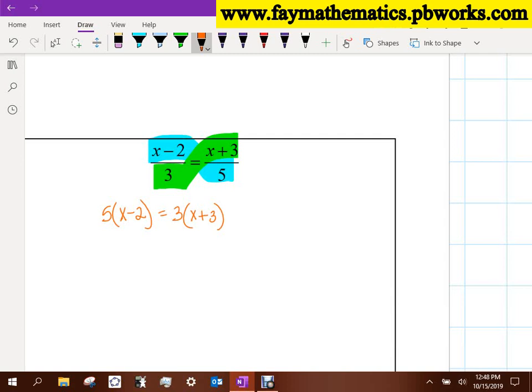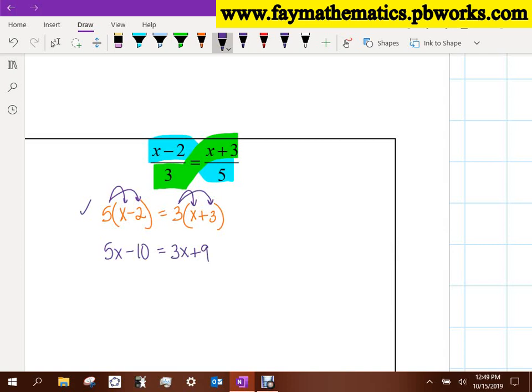Some people, when they highlight their means or extremes or whatever, they go straight to this next step. So some people, once they write this, they know that they need to distribute. And I think after you do enough of these, maybe you can do this, but I would caution you that this step here is important to write down for the time being. So when I distribute, I get 5x minus 10. Over here, when I distribute, I get 3x plus 9, right?